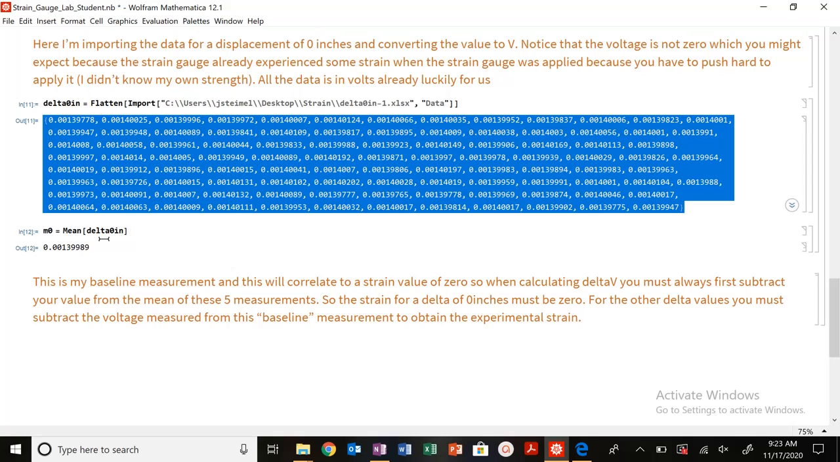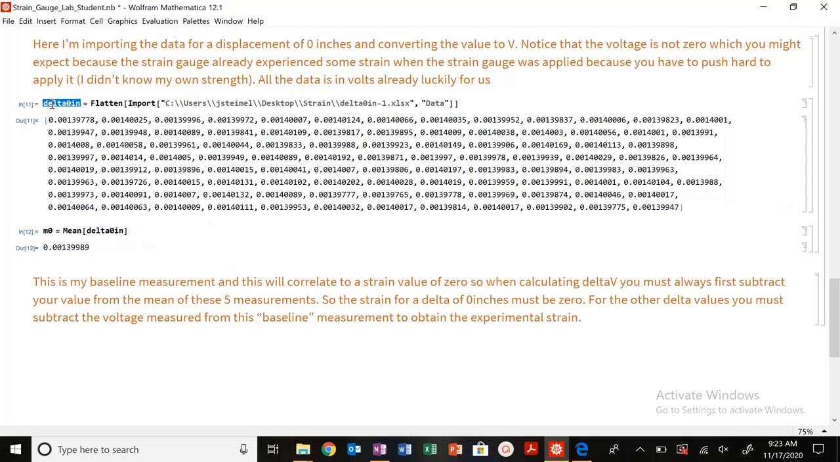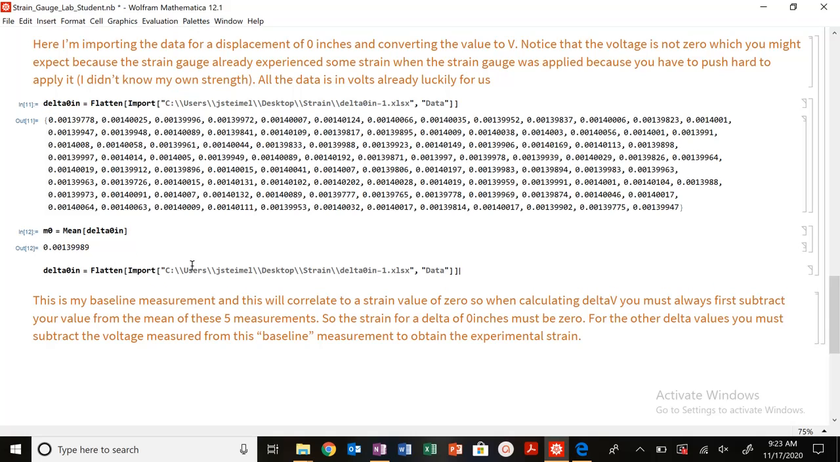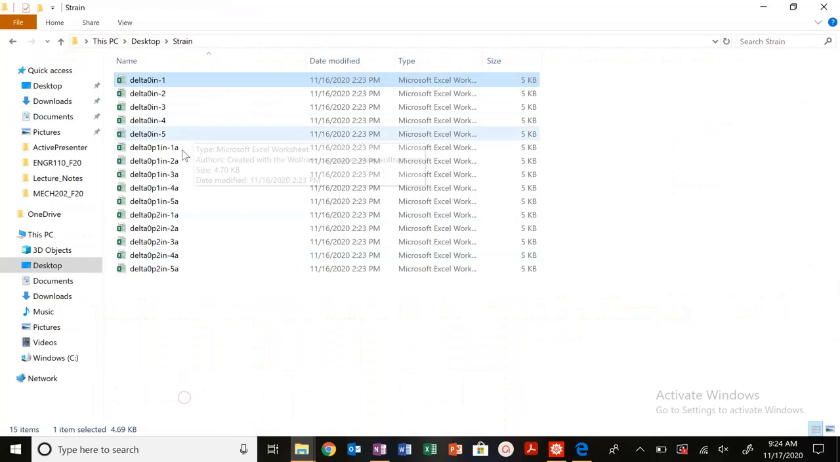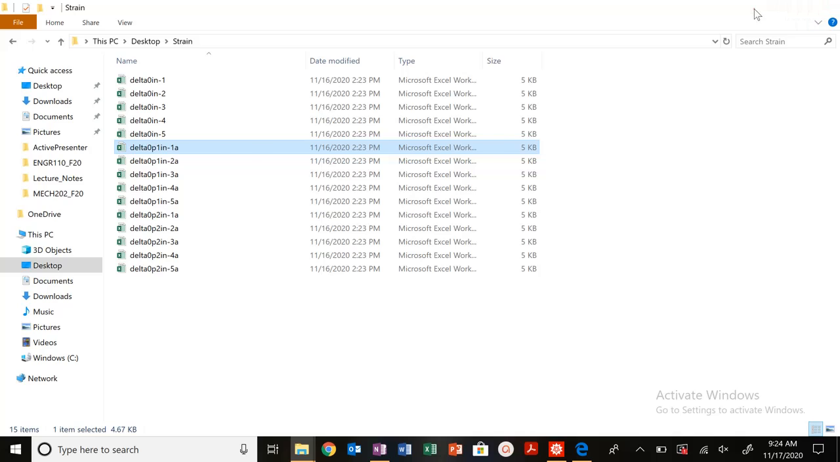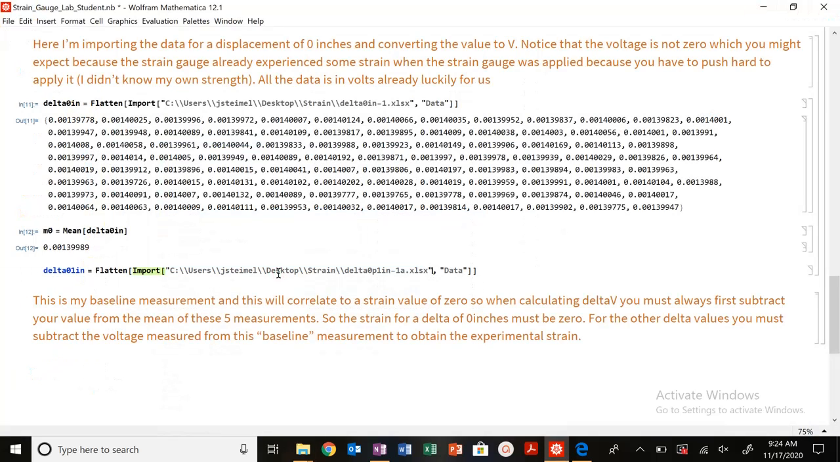Now, I'll take this value here and I'll do the same thing for my 0.1 inch. So delta 1, and I'm just going to plug in here just to give an example here, and then we'll do the same thing for delta 2.